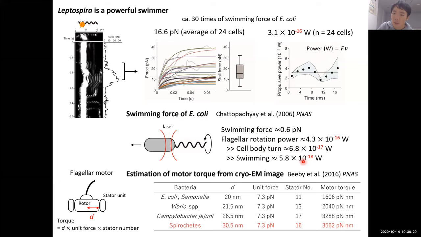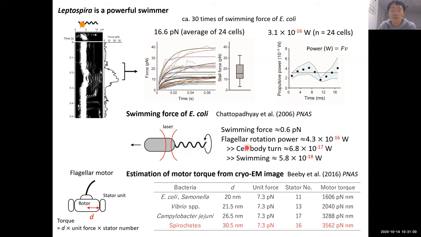Therefore, I don't know exactly the physical or theoretical explanation. However, probably the Leptospira spiral is like a rigid pyramid, right? So they don't need to rotate such a large object. Therefore, maybe this is very good for the swimming force, the power.